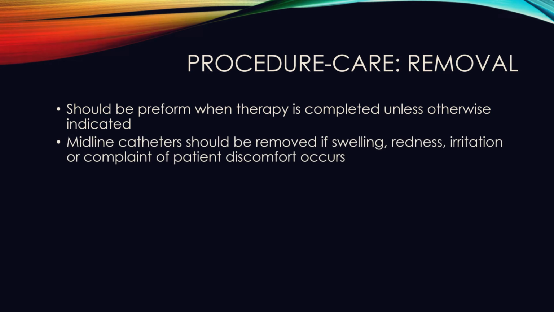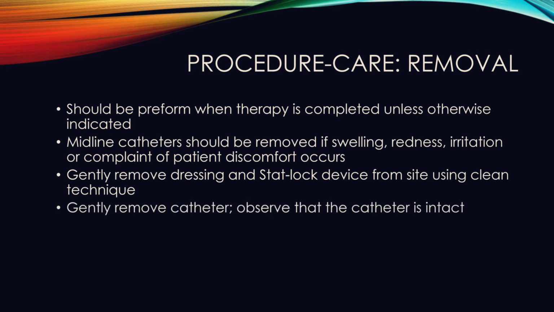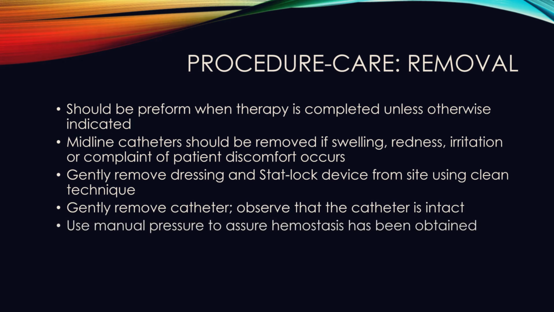Before you attempt to remove the line, you need to know how long the line is. At our facility, this information can be found under the Mini Assessment Midline Insertion section in ClinDoc. You should gently remove the dressing and the stat lock device from the site using clean technique. Be sure to gently remove the catheter and observe that the catheter is intact. Use manual pressure to assure hemostasis has been obtained. Place a gauze dressing to the site and then document the procedure in the electronic chart.